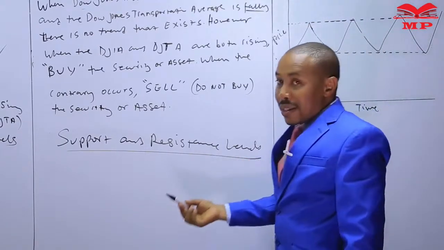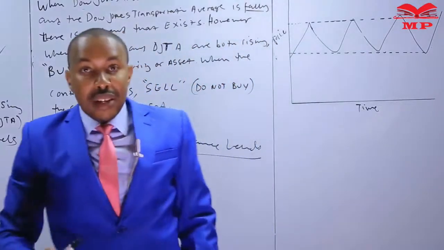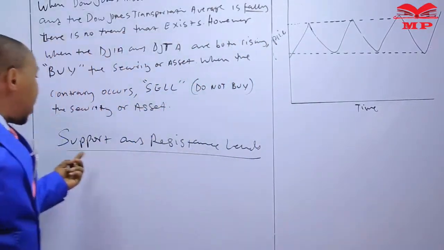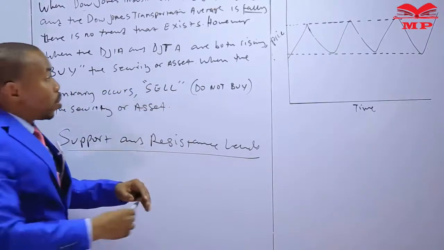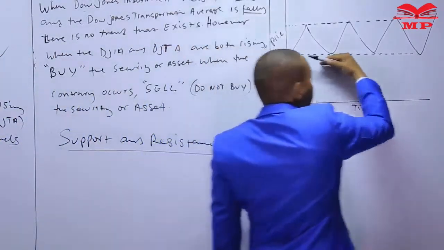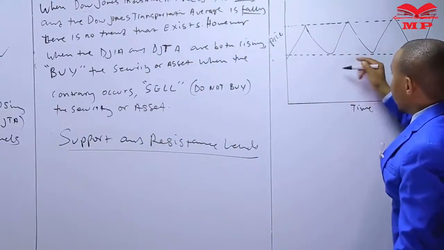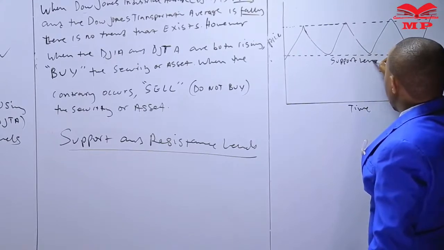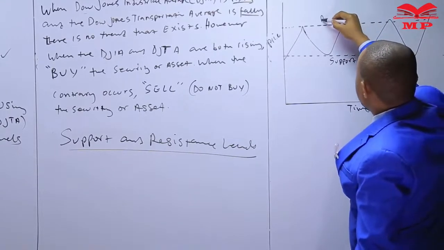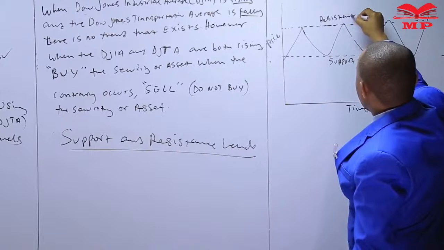So for us to understand the support and resistance level, we just need to know, just from the terms, that the support level is down there because it supports and prevents any further downward pressure movement there. So this is the support level, and this is the resistance level.